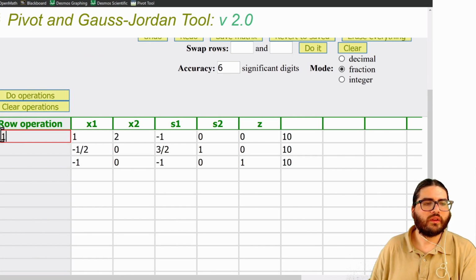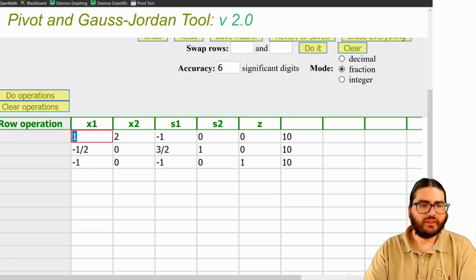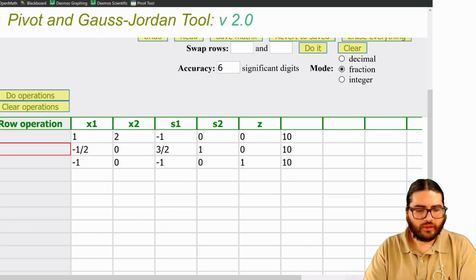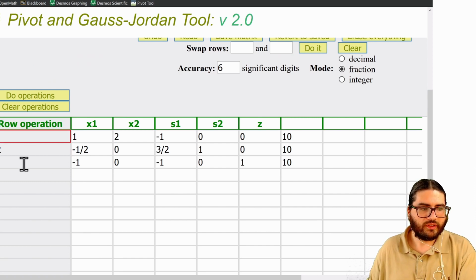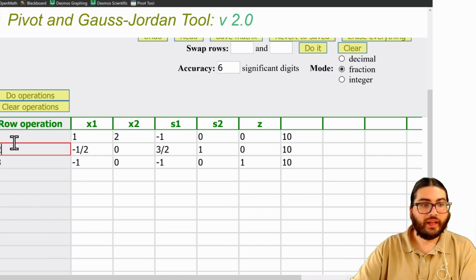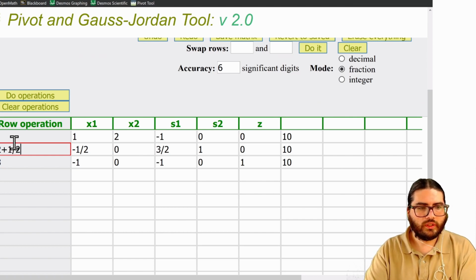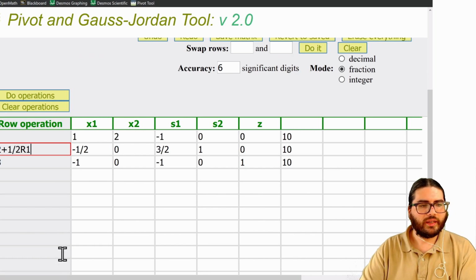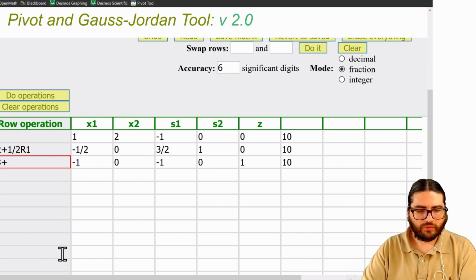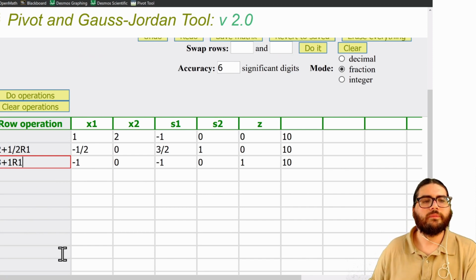And then below it, got row 2 and row 3. To get rid of that -1/2, I need a positive 1/2 to cancel it out, plus 1/2 times row 1. And to get rid of the -1, I need a positive 1 times row 1.